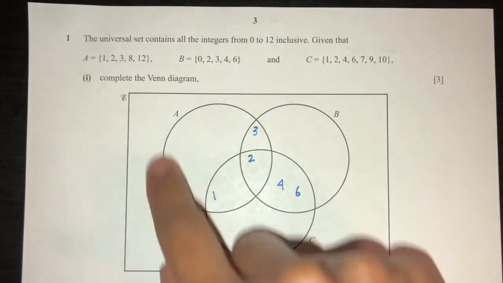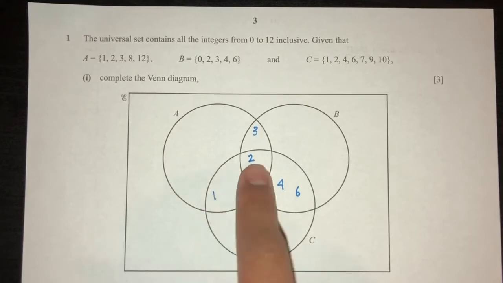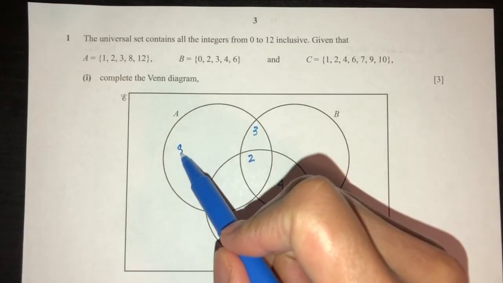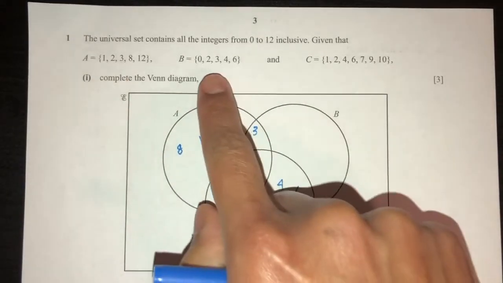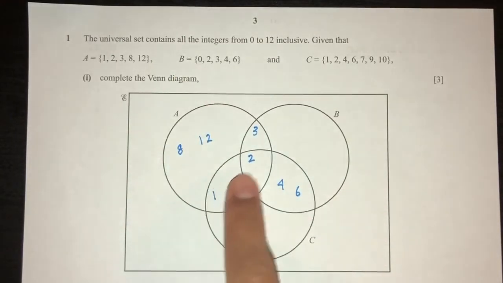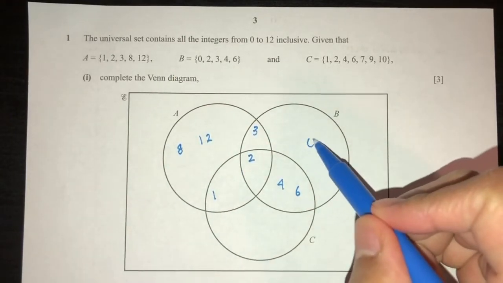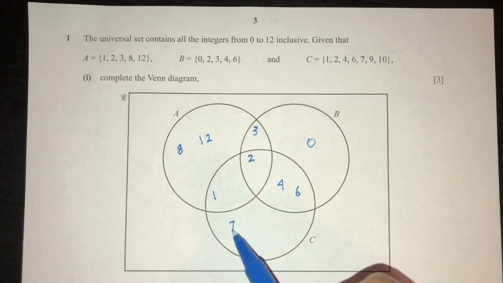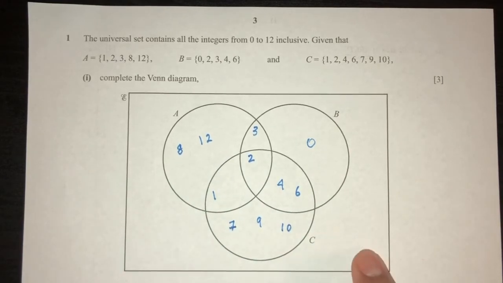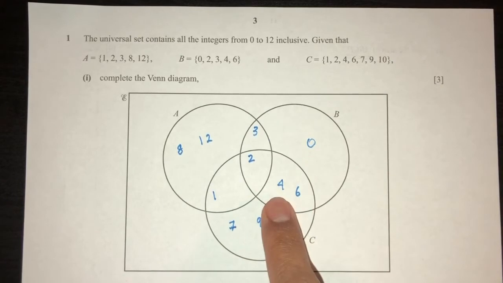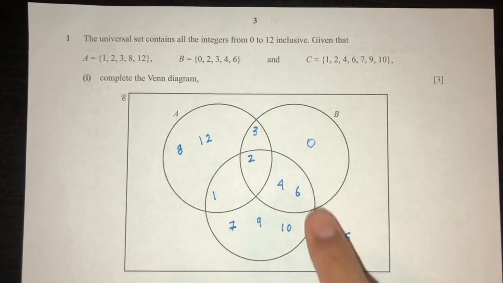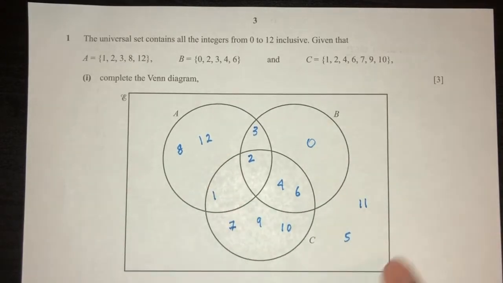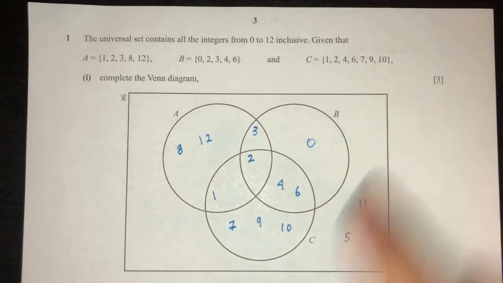Now the rest we can just fill in with the remaining. For A, we have 8 and 12 remaining. For B, it will be 0, so 0 is only in B. And for C we have 7, 9, 10. So now let's check if we have anything outside. We have 5 missing, and 11. So this will be your Venn diagram for this information.